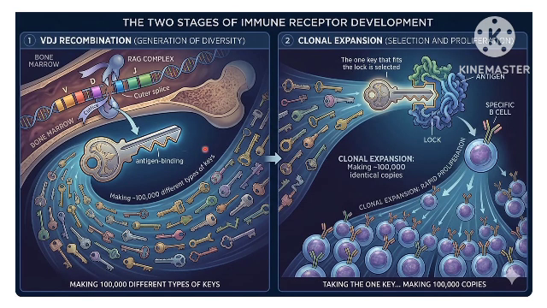In simpler terms, you can think of a lock and key mechanism here. VDJ recombination generates diversity, creating hundreds and thousands of different types of keys. So when the right key fits the right lock, the body gives signals to the cell to expand rapidly, so that it can make this one key into hundreds and thousands of copies, so that you can effectively fight against your infections.